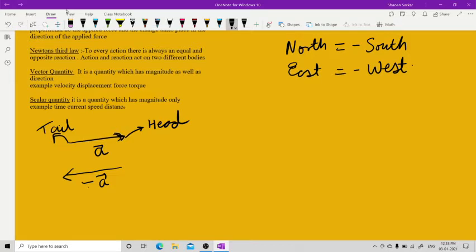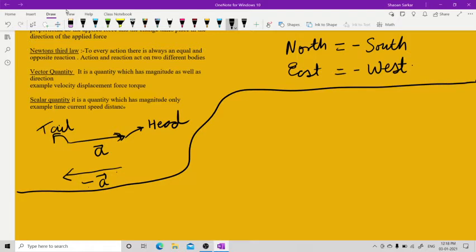Now the next topic. I've just told you that this is the head and this is the tail of a vector. The vector is denoted like this. Now the next thing is, how do we do vector addition? This needs to be understood. Now suppose I have a vector like this, B vector like this. Let me draw it a little more clearly. Yes, this is the A vector.